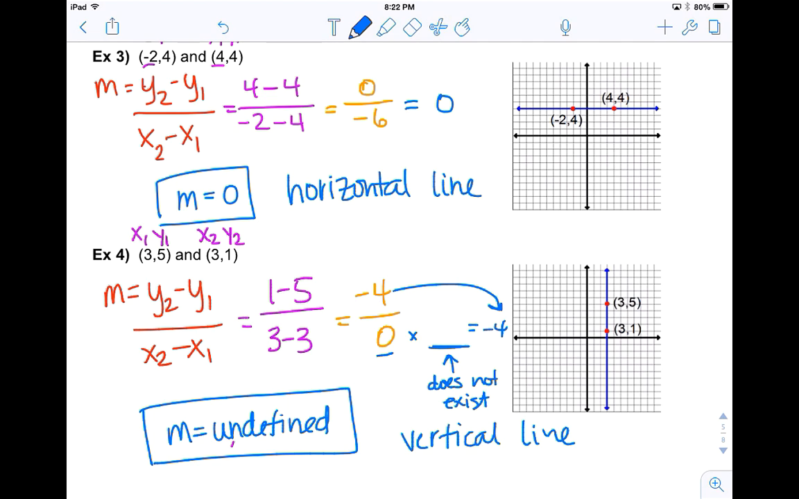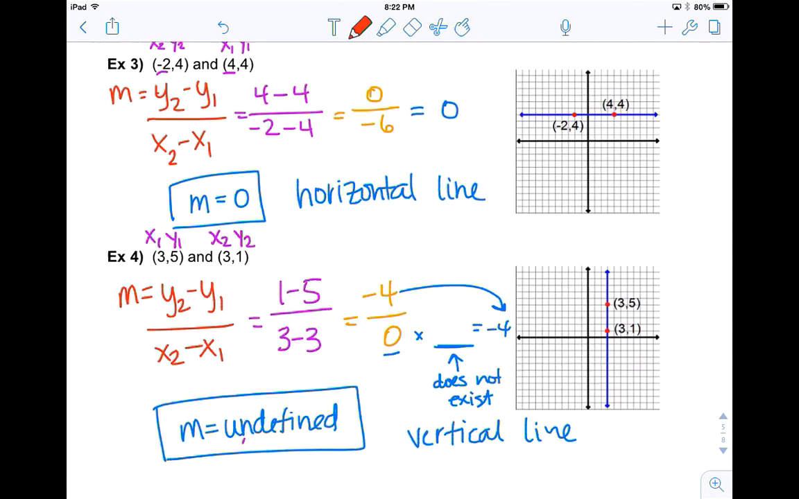Again, this line has no slant to it. It just runs straight up and down. So this is our fourth kind of slope, and our second special case where it has no slant to it. So I'm just going to put a little summary off to the side here.